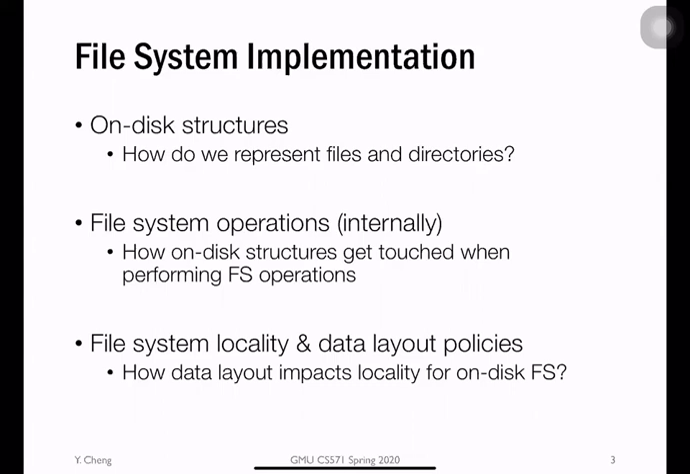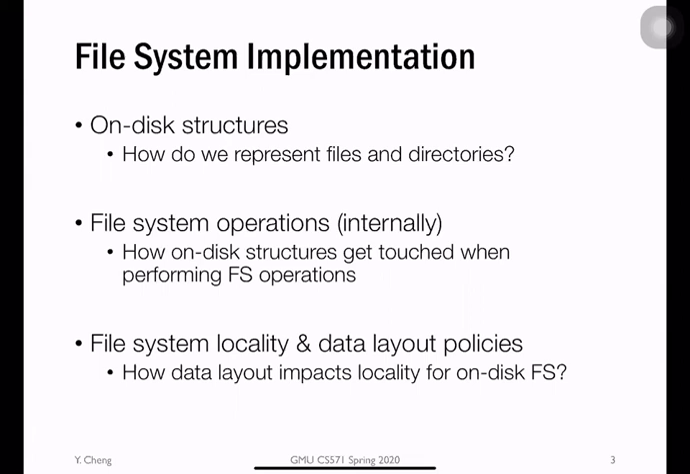systems, such as secondary storage devices like disks or flash SSD devices. So the question to answer is, how does a file system, a Unix or Linux related file system, represent files and directories and organize this on-disk data efficiently, okay?